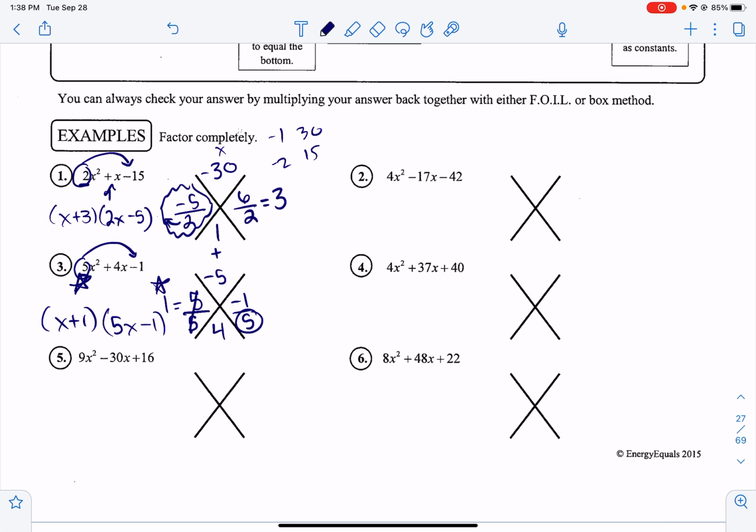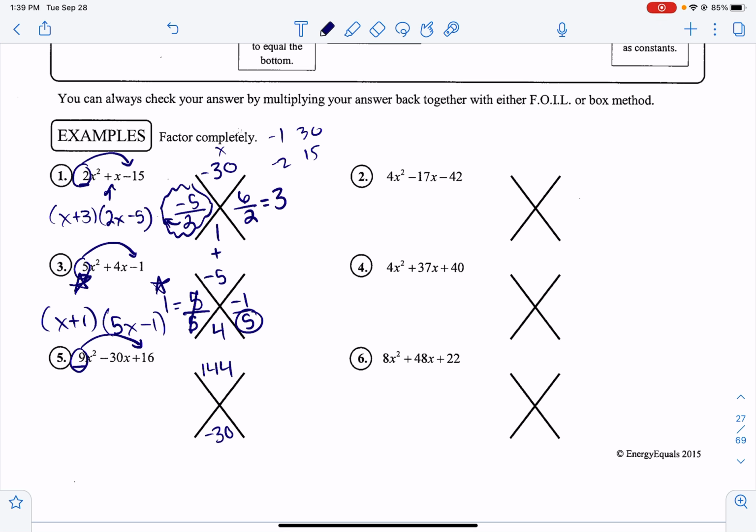All right, let's try number 5. It looks like our number is going to get quite a bit bigger now. 9x squared minus 30x plus 16. So I've got this 9 in front. I don't think anything goes into 9, 30, and 16. I thought 3 might for a minute, but 3 doesn't go into 16. So I have to take 9 and multiply it by 16, and that gives me 144 on top and negative 30 on the bottom.